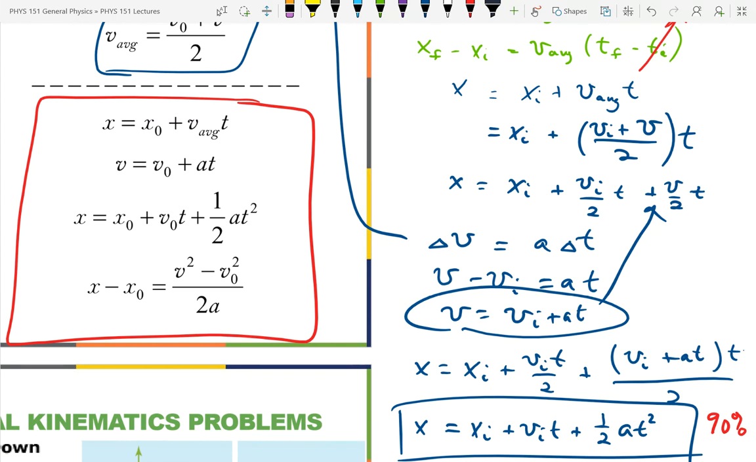When would I use the first one? I would use the first one if I don't know the acceleration and I don't care about the acceleration, but I know the average speed. Second one, if I don't know the position and I don't care about the position. The third one, if I have all the variables and I'm looking for something. And the last one, if I don't have the time and don't care about the time.